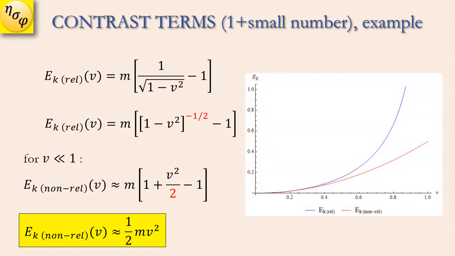Here are the plots of relativistic kinetic energy and non-relativistic kinetic energy. It is clearly seen that these two functions nearly coincide at v less than 0.3.